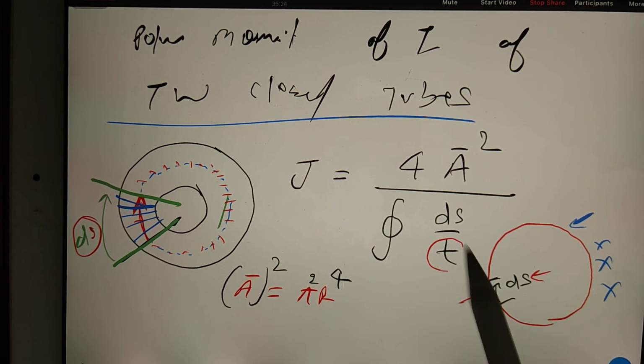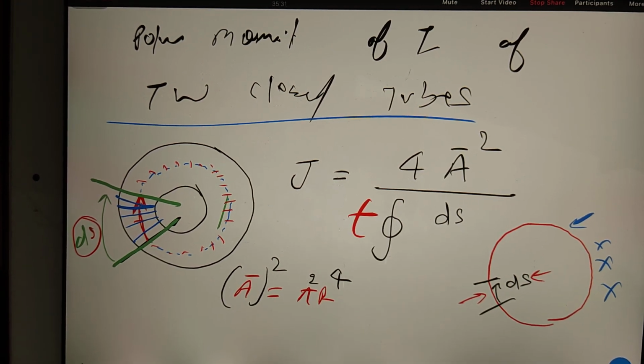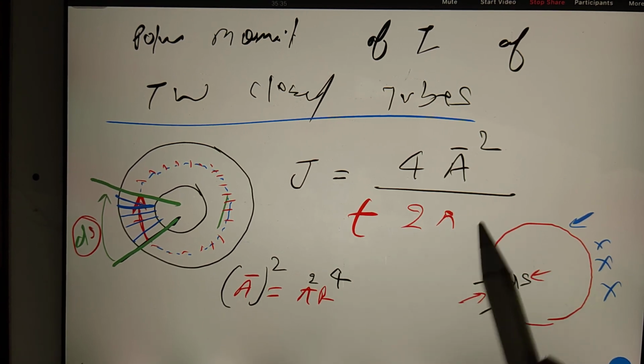So this t you can remove from here, and in the next step I'm erasing this and putting t here, and I'm removing this also and putting 2 pi r, sorry, I should put capital R. Okay, clear, done, totally clear.